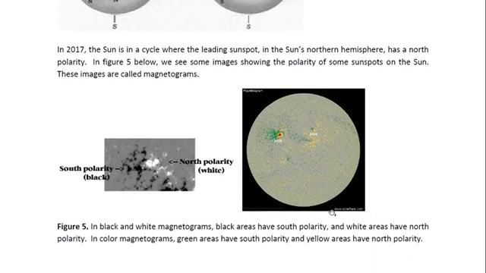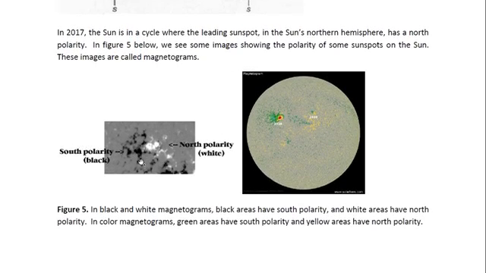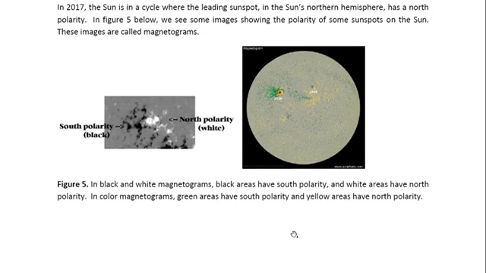Then we can see the polarity of sunspots in images called magnetograms. And in these magnetograms, if they are in black and white, the south polarity sunspots are in black and the north polarity sunspots are in white. However, if we have a colored magnetogram, the green is the south polarity sunspots and the yellow is the north polarity sunspots.